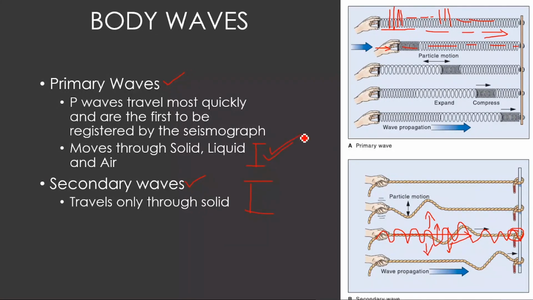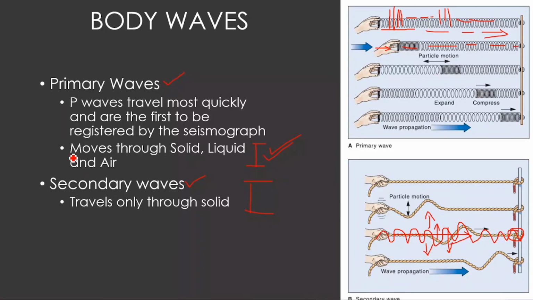Okay, yesterday we also discussed that primary waves move at around 5 to 8 kilometers per second, whereas secondary waves move at around 3 to 4 kilometers per second. So that is one of the important factors we have to note down here.